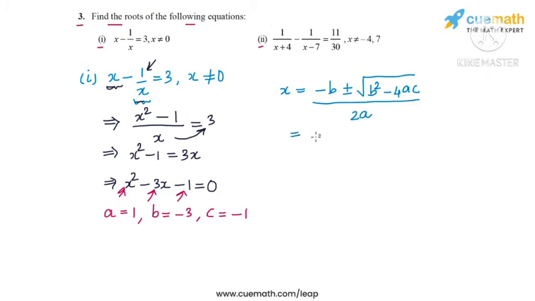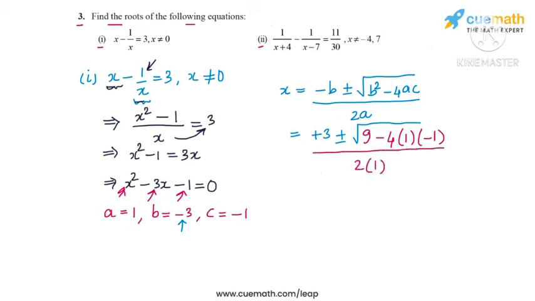So we'll get −b, which is plus 3, because b is −3, so −b is plus 3, ± the root of b², which is 9, minus 4ac, so 4 times a is 1 times c is −1, and then in the denominator we'll have 2 times a, or 2 times 1. So this is what we get.